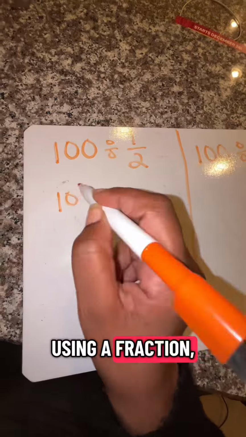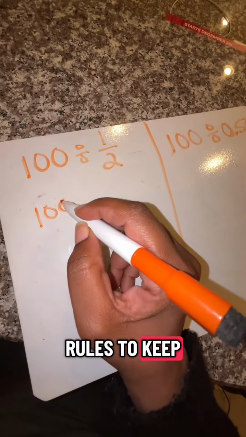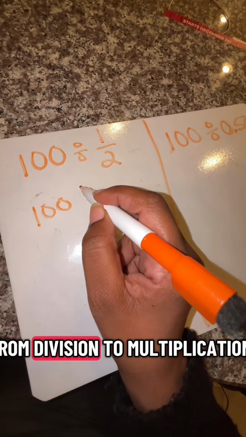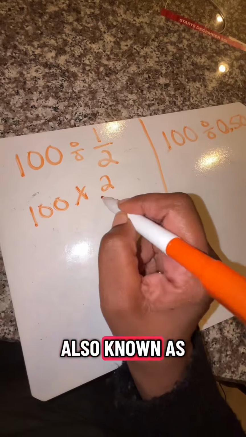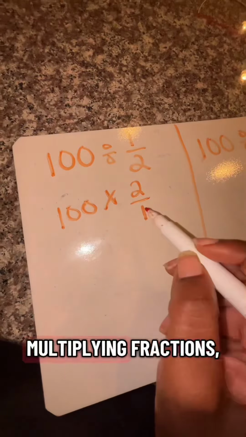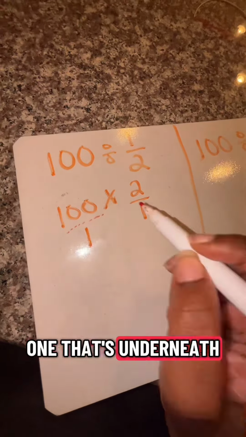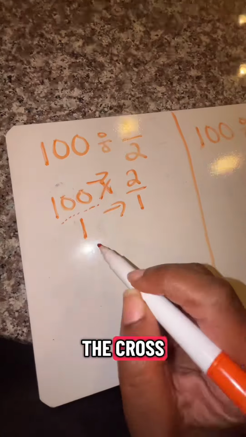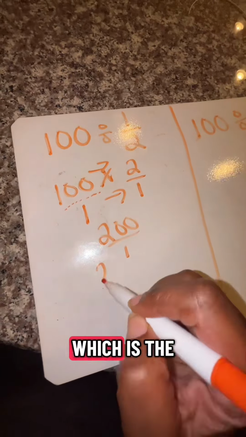When you divide using a fraction, it is important to remember mathematical rules: keep the first term the same, change the division to multiplication, and then take the reciprocal, also known as the reverse, of the second term. Then the rules, of course, when you are multiplying fractions, there is an imaginary number 1 underneath it, so you're going to technically just multiply straight across to end up with 200 over 1, which is the same as 200.